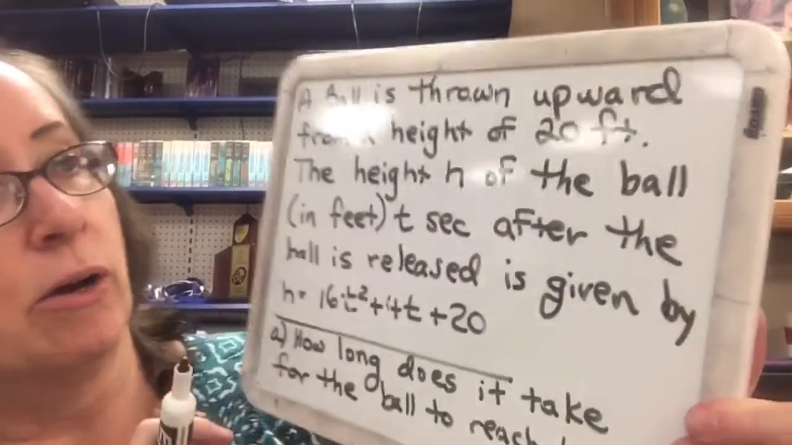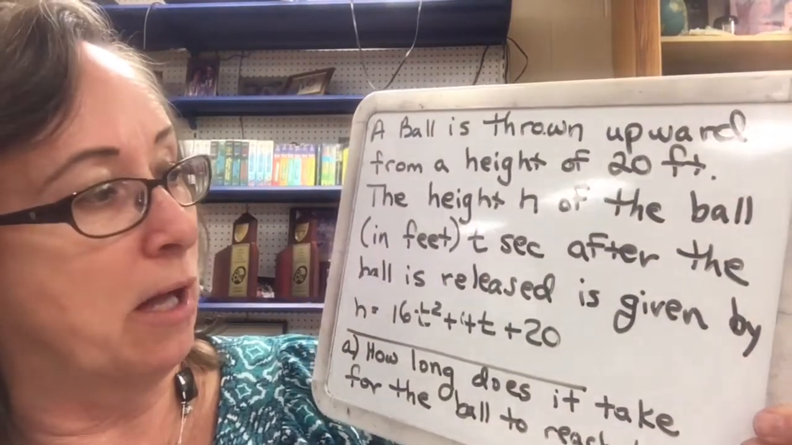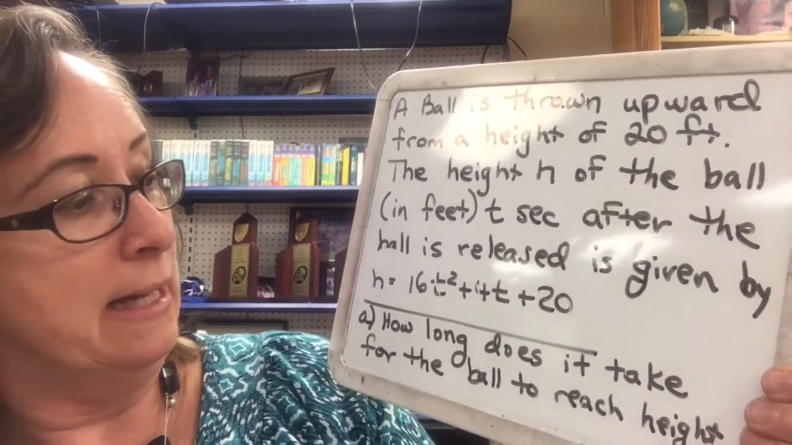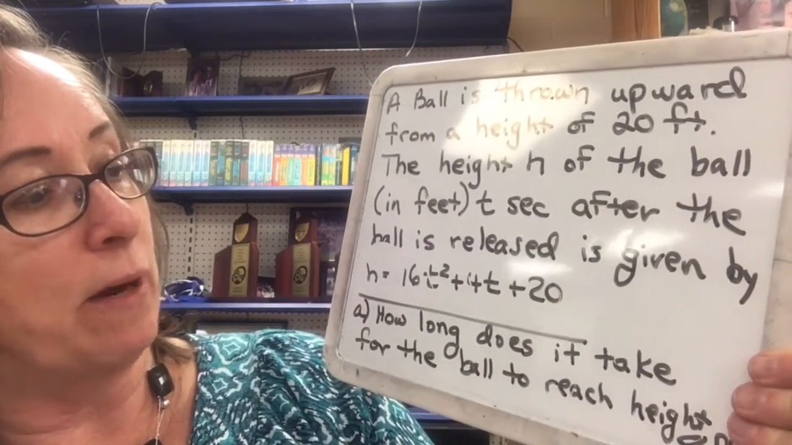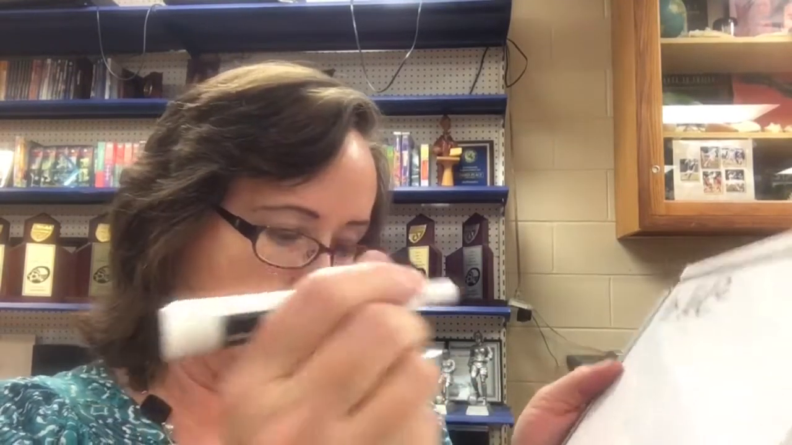And now, for the last problem in this set, we have a word problem. A ball is thrown upward from a height of 20 feet. The height h of the ball in feet, t seconds after the ball is released, is given by h is 16t squared plus 4t plus 20. So I'm going to write that equation a little bit bigger over here. H is 16t squared plus 4t plus 20.